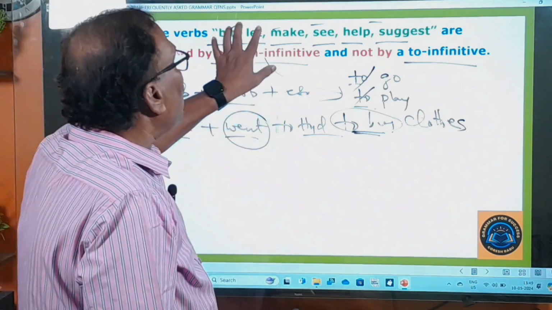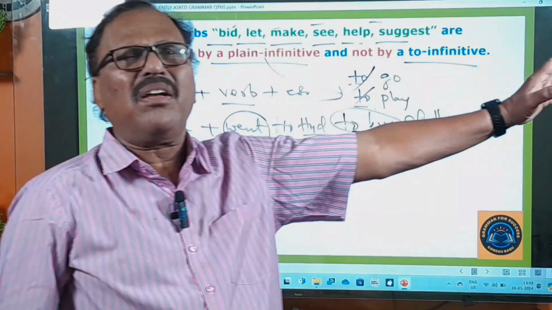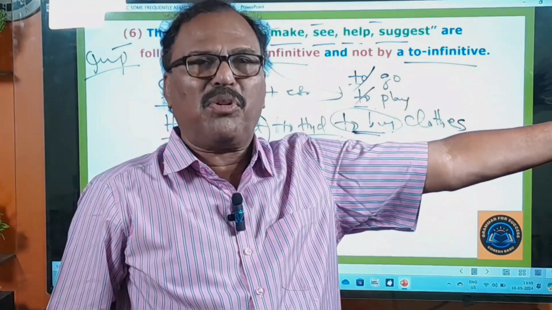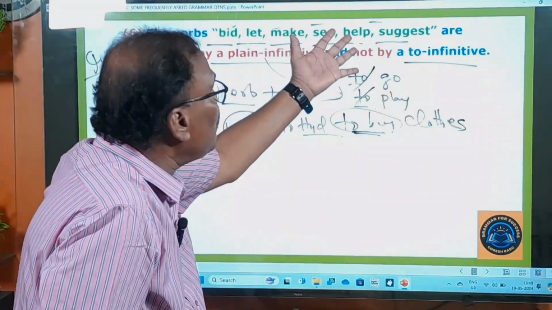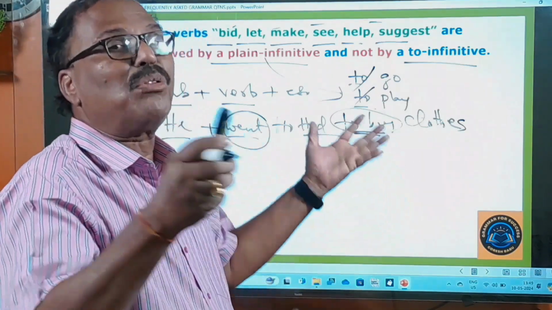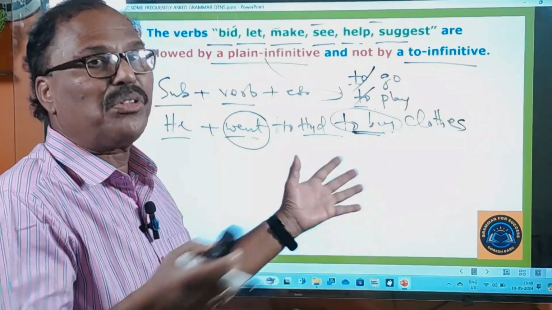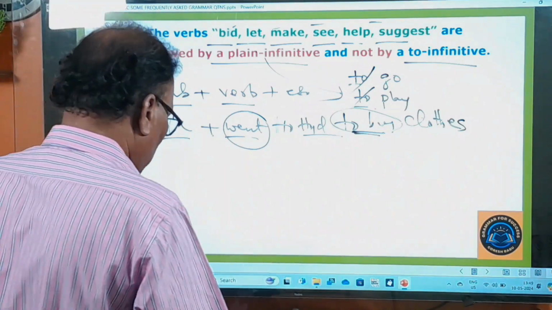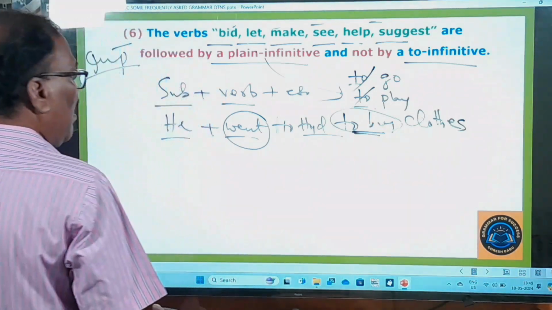So therefore, keep these verbs in your mind. Most of the verbs take a to infinitive, don't worry about that. But only these are the special verbs that take a plain infinitive. Plain infinitive means a to infinitive without to. So I'll give you some examples to make you understand that.